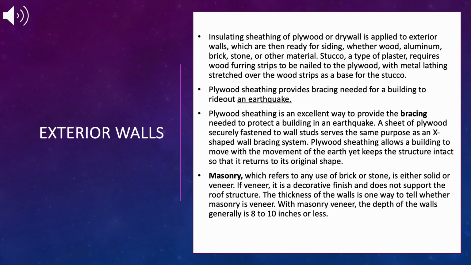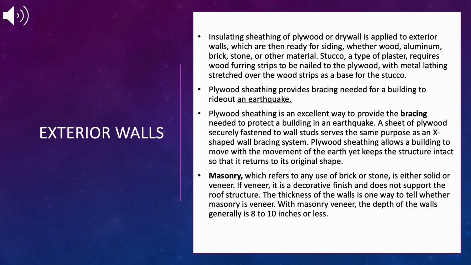Exterior walls. Insulating sheathing of plywood or drywall is applied to exterior walls, which are then ready for siding, whether wood, aluminum, brick, stone, or other material. Stucco, a type of plaster, requires wood furring strips to be nailed to the plywood, with metal lathing stretched over the wood strips as a base for the stucco.